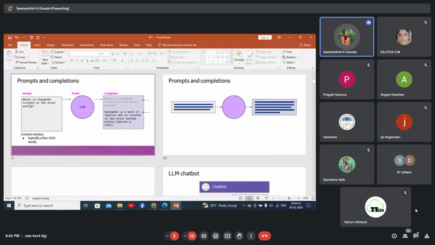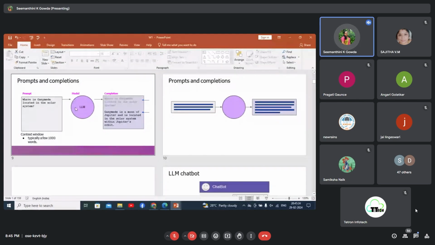The prompt is one of, for example, here I'm talking with respect to the text. A prompt is a text that we give to the system for performing its operations. In the sense, where is this gray mode located in the solar system, right? That will be given. This is one of the text or an input. Input is called a prompt. The prompt will be given to the model.